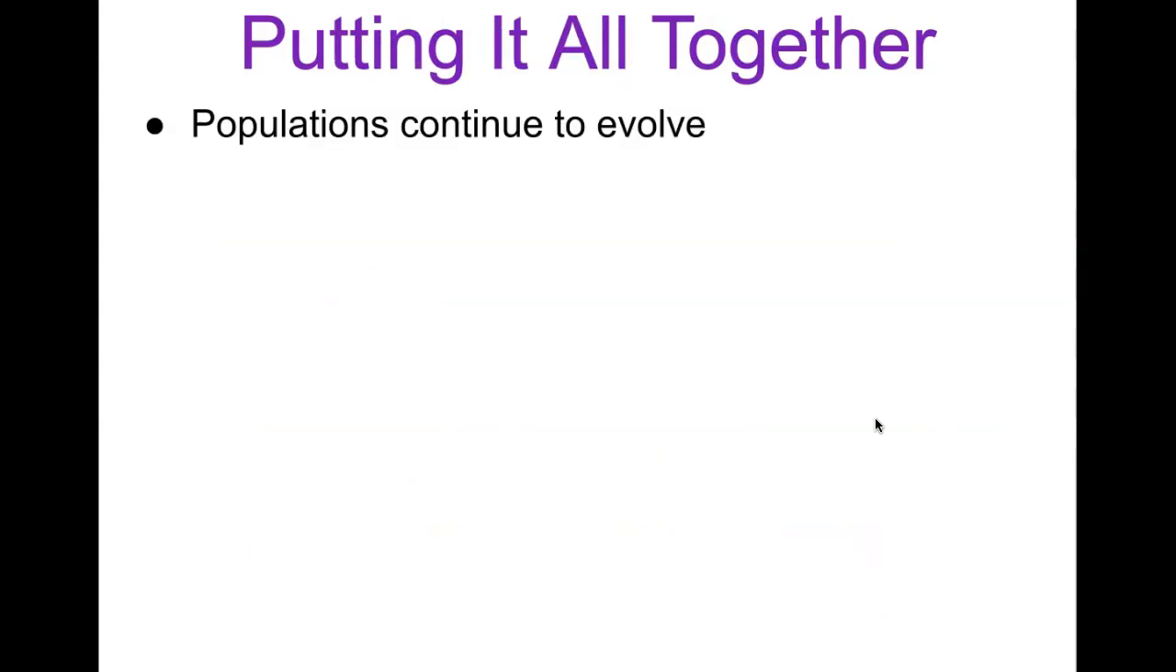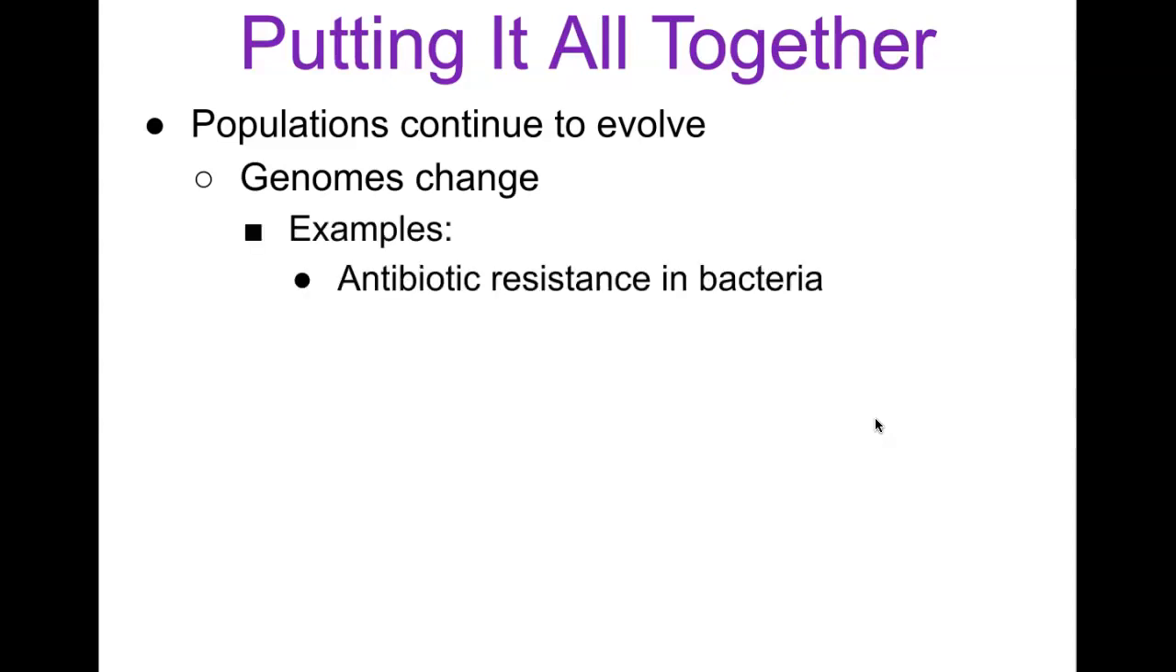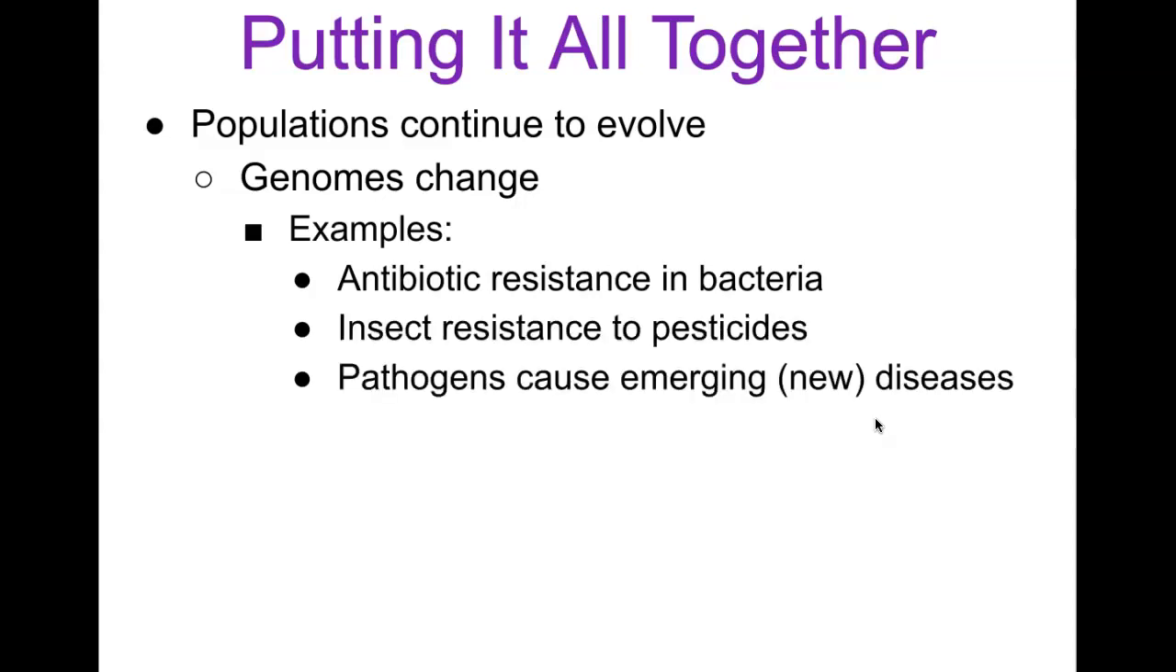Putting it all together, ultimately remember, as always in biology, it's populations that evolve, not individuals. So populations will continue to evolve and genomes change. And examples of genomes changing would be things like antibiotic resistance in bacteria, insect resistance to pesticides, and pathogens that cause emerging new diseases. So that's pretty much it for this lecture.